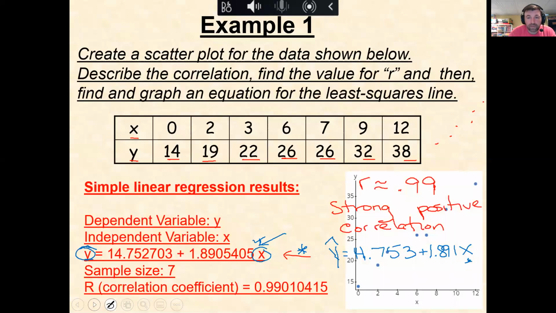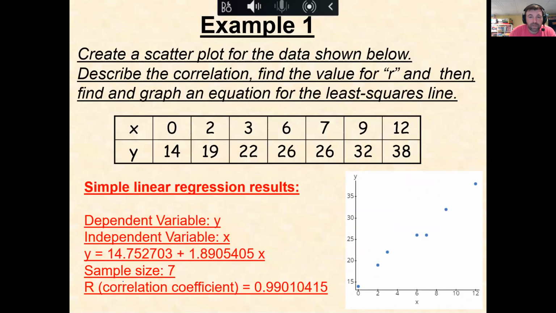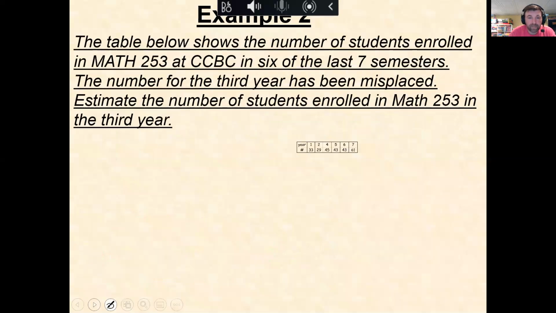And there's the graph. Let me erase what's on the screen here. So there's the correlation. You could see the scatterplot, I mean. You could see it's a very strong positive correlation by looking at it. And you can see that was close to 0.99.